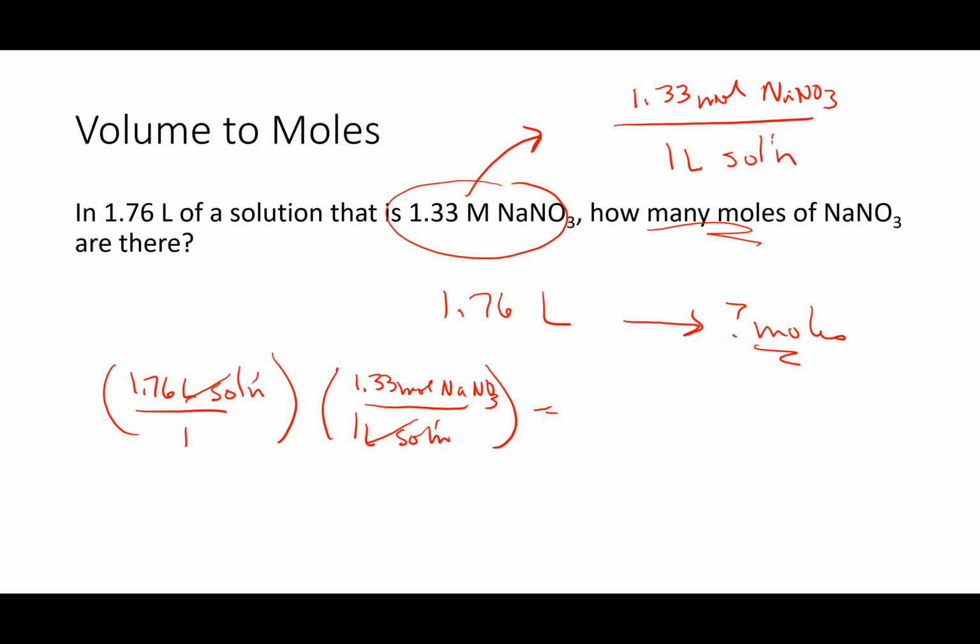We have moles. Okay, so how are we going to round it? 3. I'm liking 3, yep. I get 2.34. Does that sound right? Good. Units would be moles. Yep, moles or moles of NaNO3.